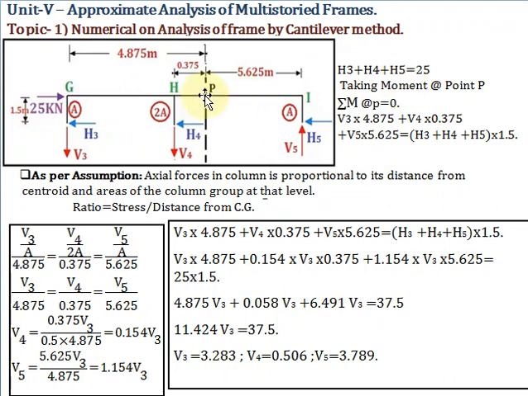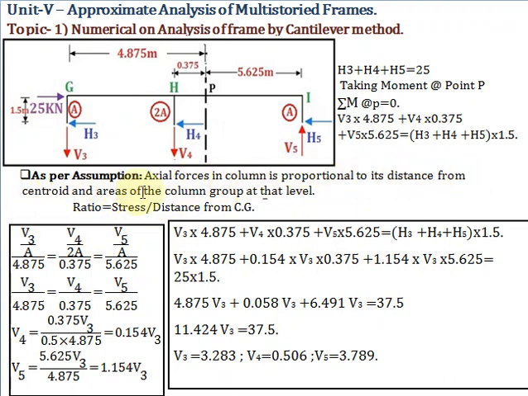Now taking moment at point P. Here point P is the CG of this frame, so we are taking the moment with respect to that point. So V3 into the distance 4.875, V4 into distance 0.375 and V5 into 5.625 equal to H3, H4, H5 into 1.5.